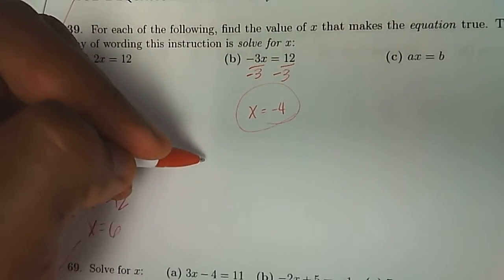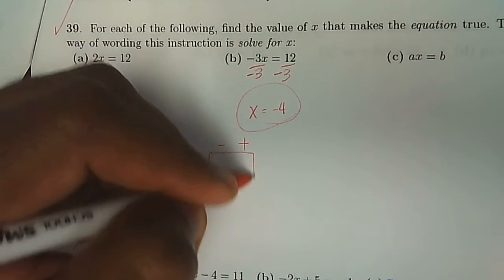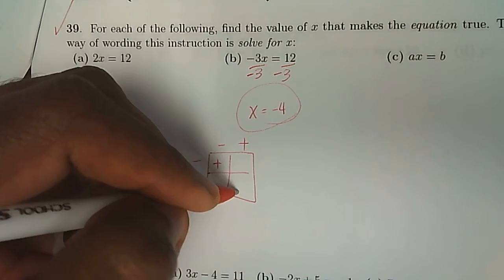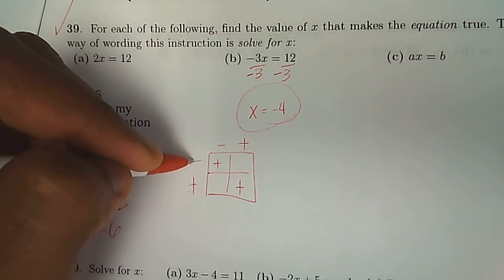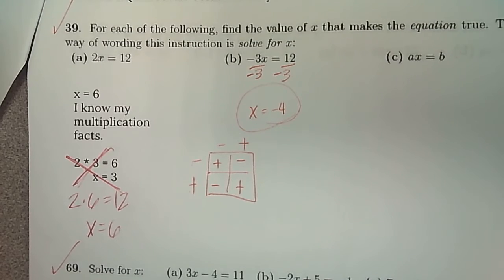So remembering operations with integers, a negative times a negative is positive. A positive times a positive is positive. It's when the signs are different that you get a negative product or quotient.